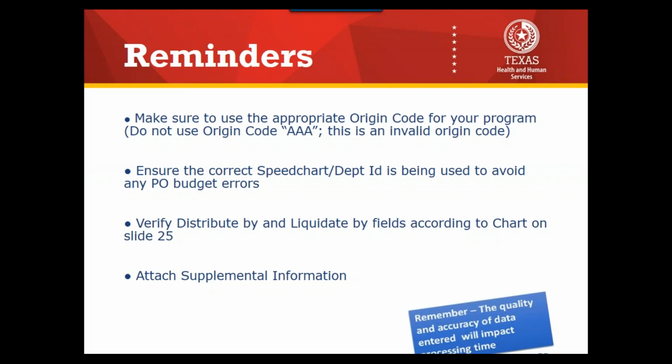And you notice my little box right at the bottom right. Remember, the quality and the accuracy of the data entered will impact processing times. We really need the data that you're giving us to be able to process those purchases, okay? Process the requisition, make it a PO, make it a contract. The more thorough and the more complete you can answer those wizard questions and give supplemental information, is going to help that procurement go faster.